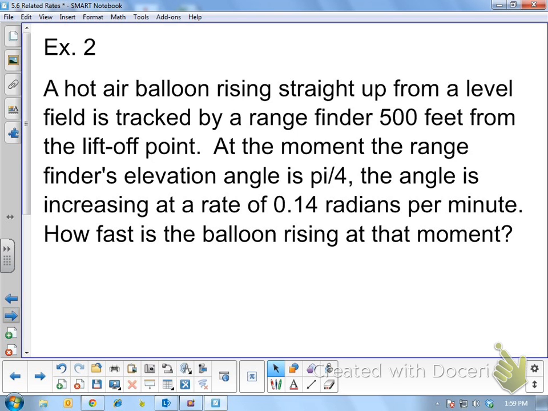So we have a hot air balloon rising straight up from a level field, tracked by a rangefinder 500 feet from the lift-off point. At the moment, the rangefinder's elevation angle is pi over 4. Sorry, I was too lazy to type that in with the pi symbol. I have to go plug it in as an equation, but just write in the pi symbol. The angle is increasing at a rate of 0.14 radians per minute. How fast is the balloon rising at that moment?